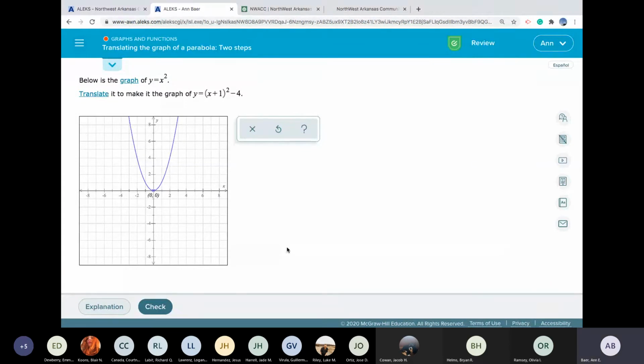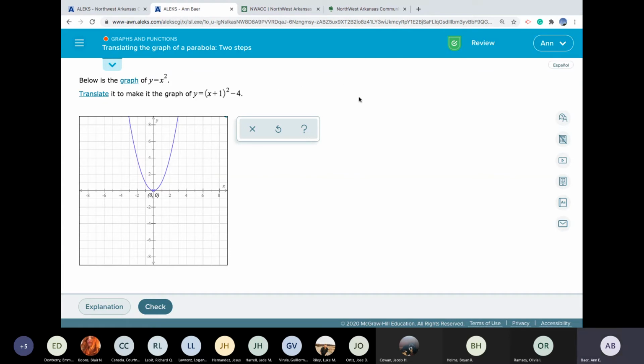So let's look at this problem. Below is the graph of a parent function, y equals x squared. Translate it to make the graph of y equals parenthesis x plus 1, parenthesis squared, minus 4. What's going on here is you've got one number next door to the x and one number down the street. Now we're going to put them together, doing them in one graph.